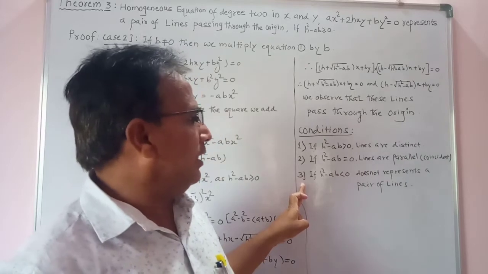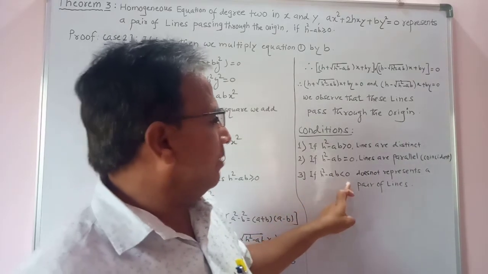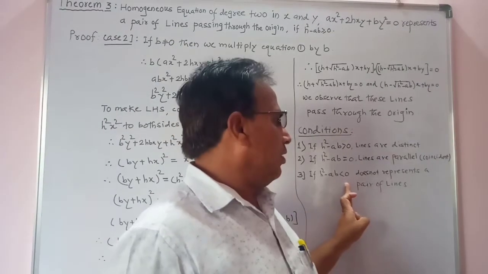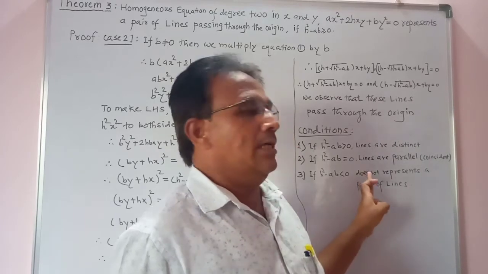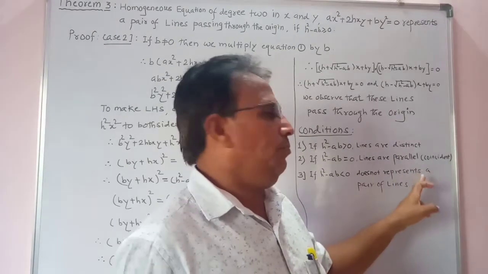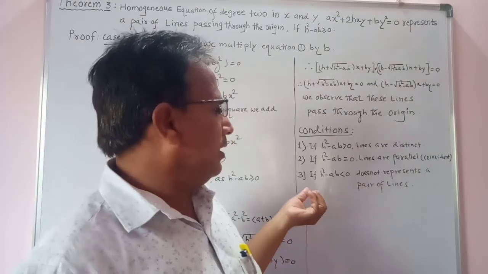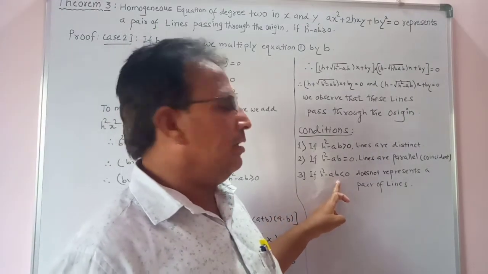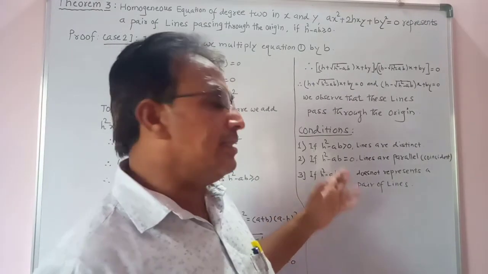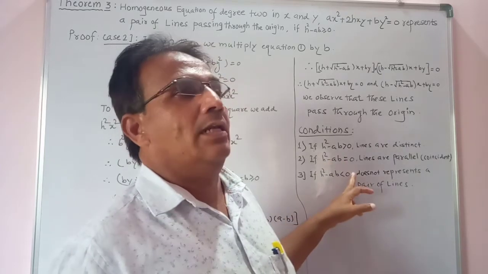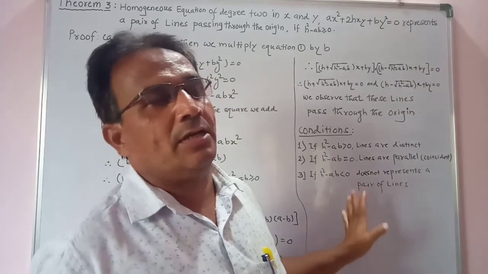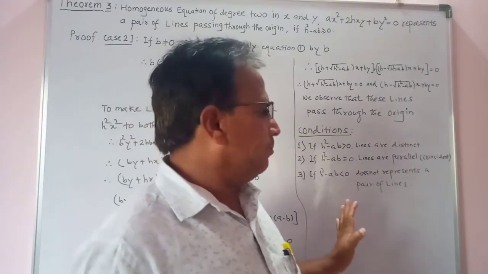And the third condition is if h square minus ab is less than 0, the lines do not represent a pair of straight lines.